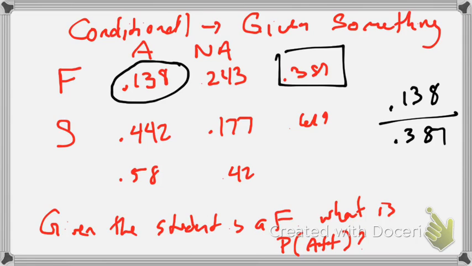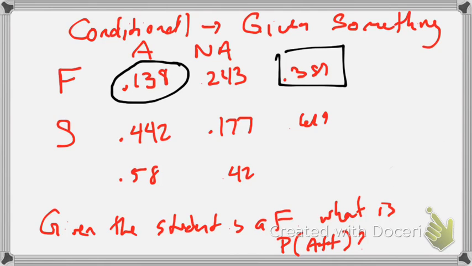So basically at the very beginning, I don't care about the sophomores. The sophomores don't exist. I'm only dealing with the freshmen. So it's going to be 0.138 divided by 0.381, and that is about 36.2%. So that tells me that number. Now I can also change it a little bit. Here's another example using the exact same table. If you need that, pause it and go back.